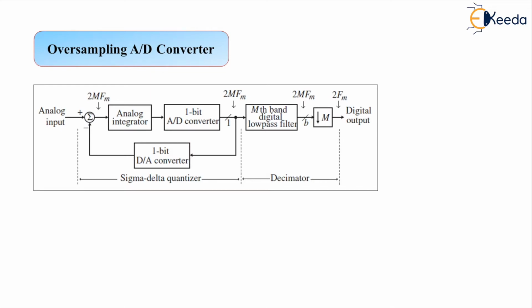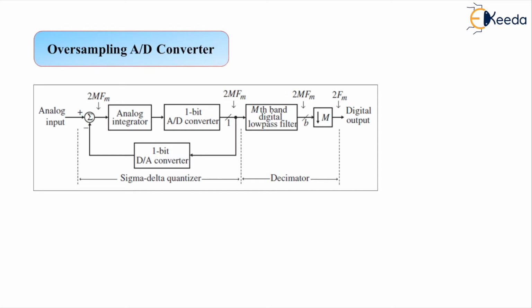So this much of the portion is the sigma delta quantization process, and next to that we have the Mth band digital low pass filter and then the decimator here. So the complete decimator we can say with the filter structure and the decimation factor denoted by capital M here, finally resulting into the digital output here.